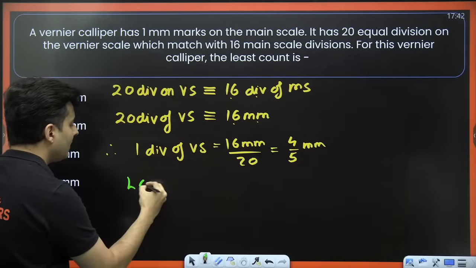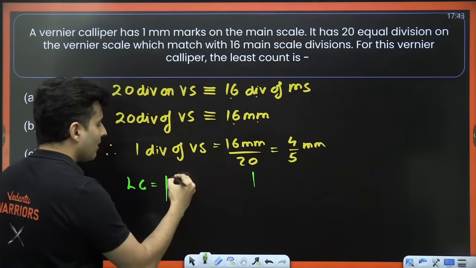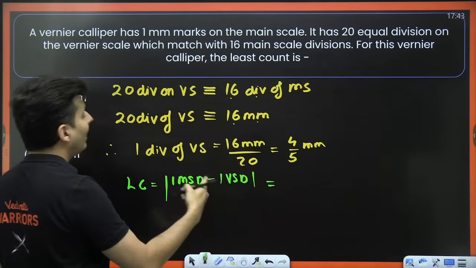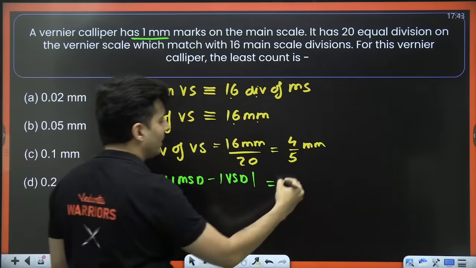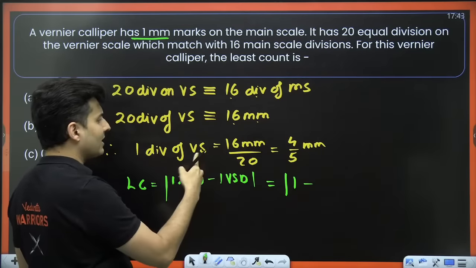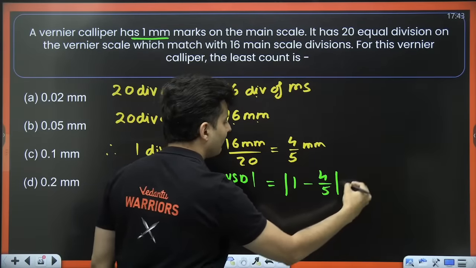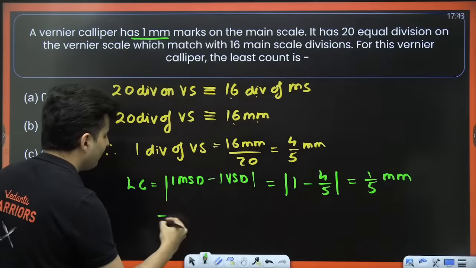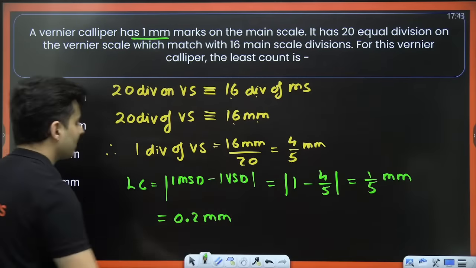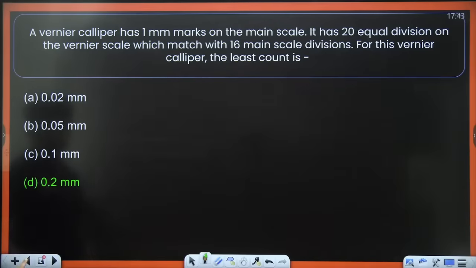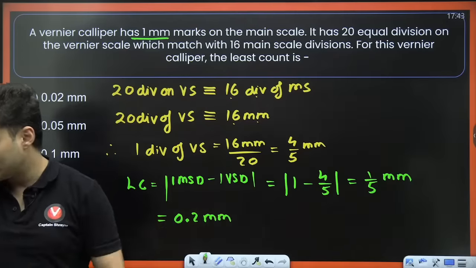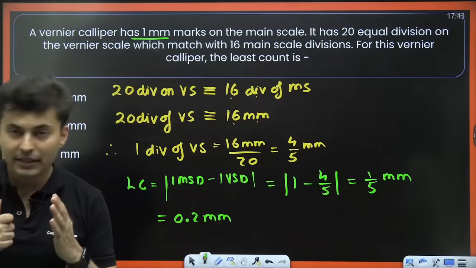But I want to find the least count. Least count is the modulus of one main scale division minus one vernier scale division. One main scale division is clearly mentioned to be 1 millimeter. One vernier scale division, we just got to be 4 by 5. 1 minus 4 by 5 will be just 1 by 5 of a millimeter. 1 by 5 means 0.2 millimeters. So hence, the answer will be option D. Is that very clear, my dear warriors? Very good. Many of you have given the right answer, like I can see in the chat box. Keep it up.